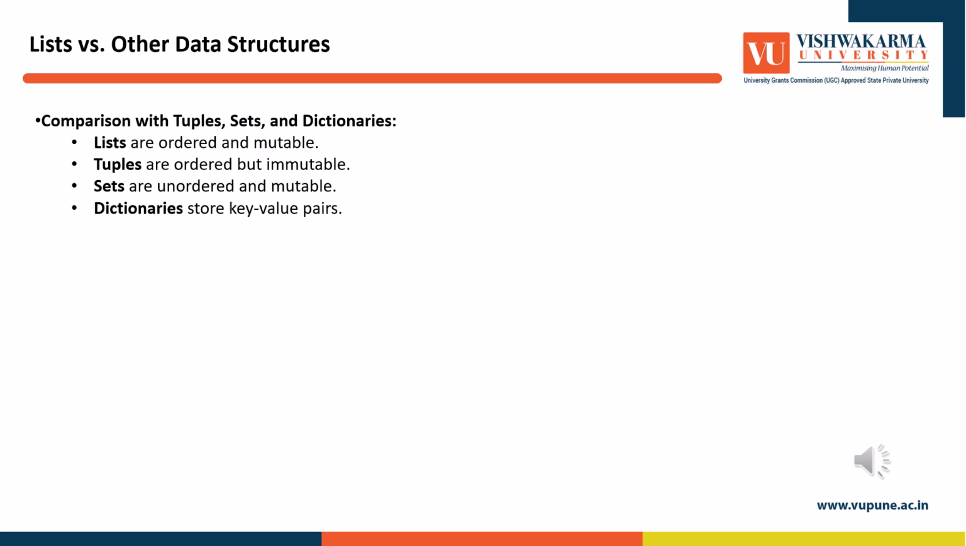List versus other data structures. Comparison with tuples, sets, and dictionaries. Lists are ordered and mutable. Tuples are ordered but immutable. Sets are unordered and mutable. And dictionaries store key-value pairs. So these are the differences.